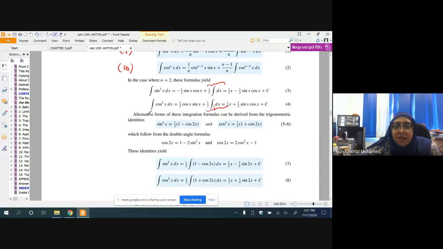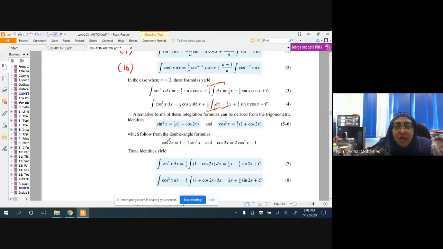And then it says here that the power reduction form of this integration formula can be derived from the trigonometric identity: sine squared x is equal to 1 half (1 minus cos 2x), and cos squared x is equal to 1 half (1 plus cos 2x). I think we have seen this equation before.